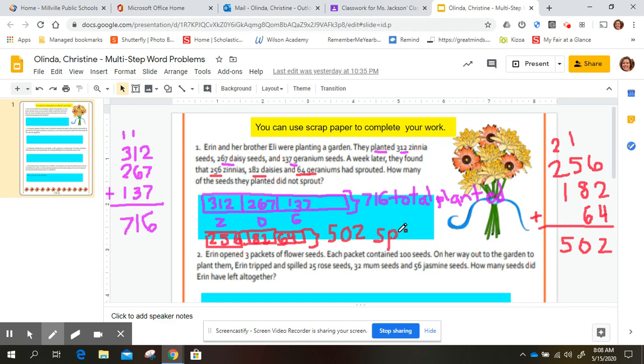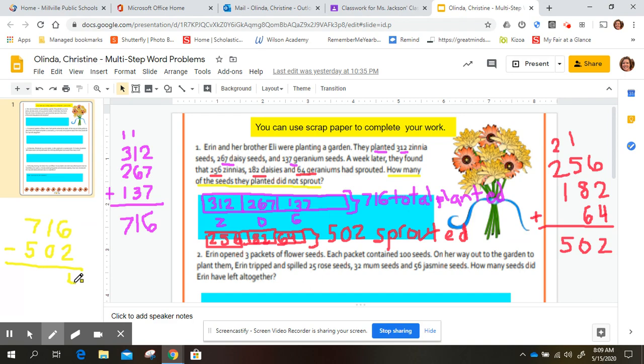That means not all of the seeds actually grew. But what the question asks, and I'll change colors, is how many did not sprout. So to find how many did not sprout, I would need to find the difference, or see if we're comparing these, what would go here to make this the same as 716. And so when we compare, we subtract. So it'd be 716. I always start with the larger number on top, and I will subtract 502.